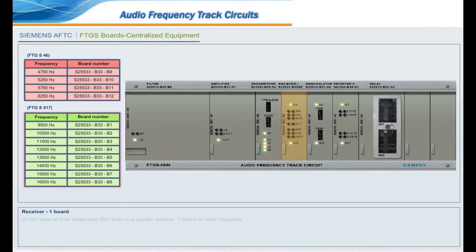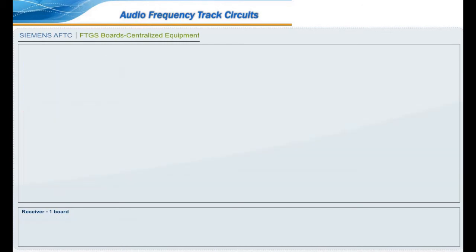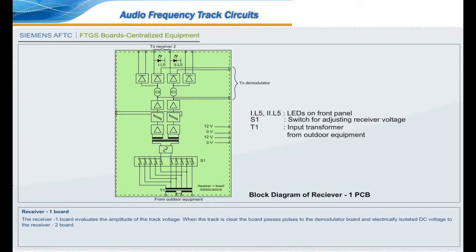Receiver 1 board. On the base of multi-stage input filter, there is a specific receiver 1 board for each frequency. The receiver 1 board evaluates the amplitude of the track voltage. When the track is clear, the board passes pulses to the demodulator board and electrically isolated DC voltage to the receiver 2 board.